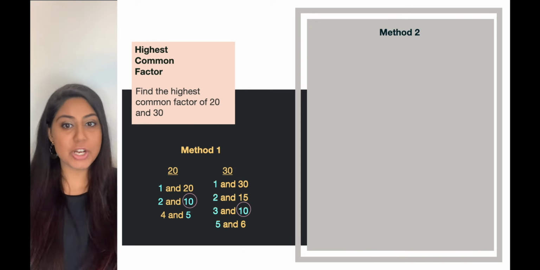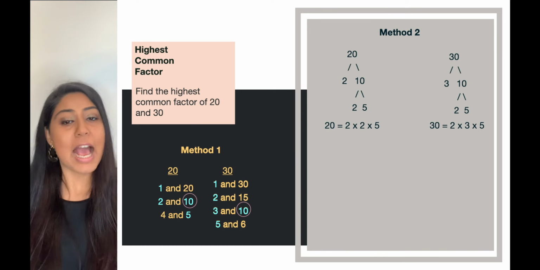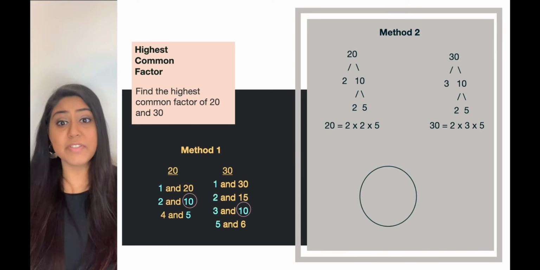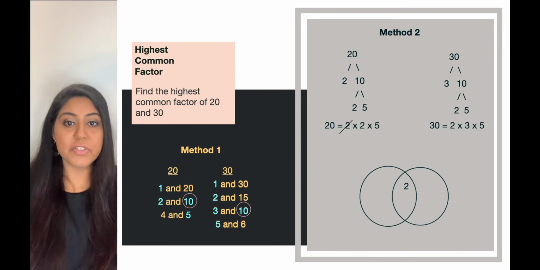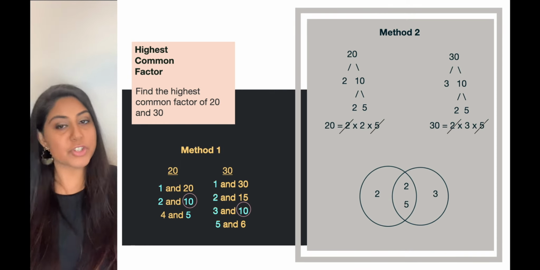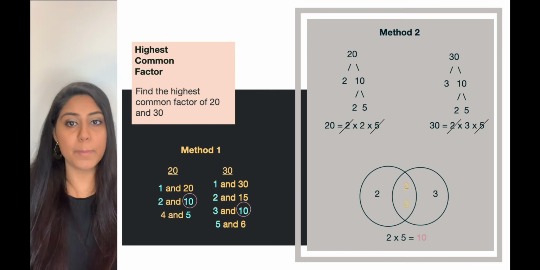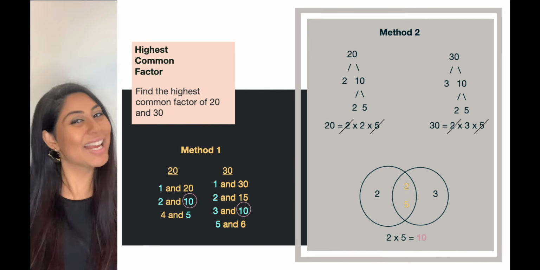Method number 2. I'm going to write each number as a product of their prime factors. Check out the video on product of prime factors and my Lion King references. Once I've done that, fill in a Venn diagram. Cross off the numbers that occur in both, put it into the middle, and the leftovers go into 20 and the leftovers go into 30. Once I've done that, to find the highest common factor, you multiply the common numbers in both. And that's it, highest common factor.